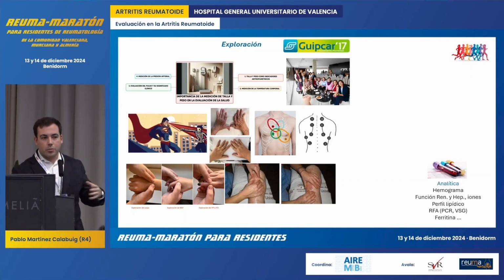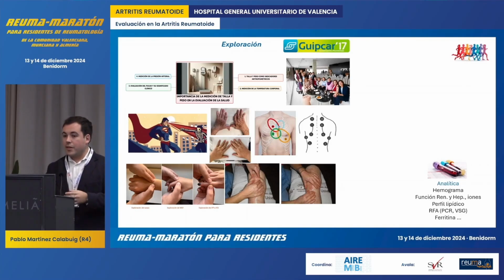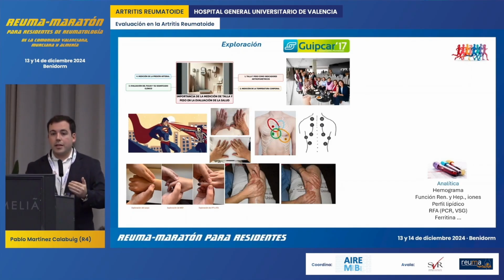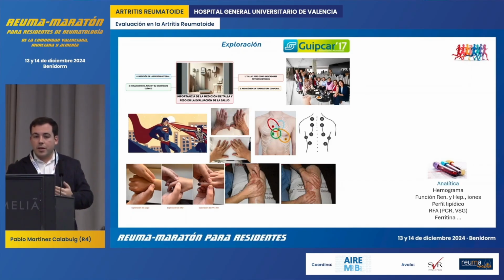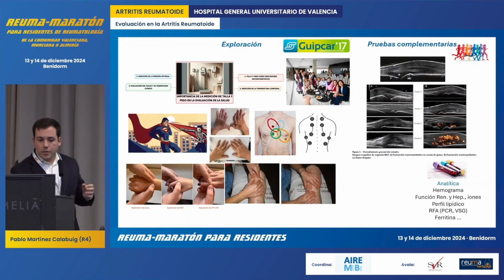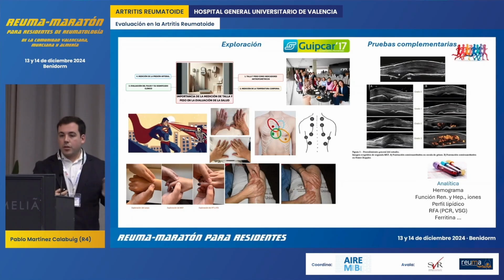We need to check the lipid profile, acute phase reactants, primarily rheumatoid factor, CRP, ESR, and other acute phase reactants such as ferritin. And in addition, at the initial diagnosis, well, we should request antibody tests. If we suspect that the patient might have arthritis related to rheumatoid arthritis, then we should test for rheumatoid factor and anti-CCP antibodies.